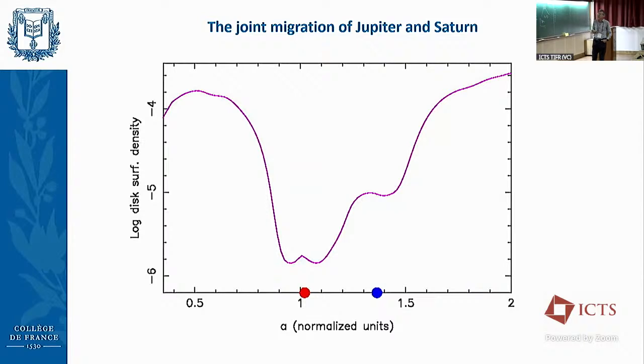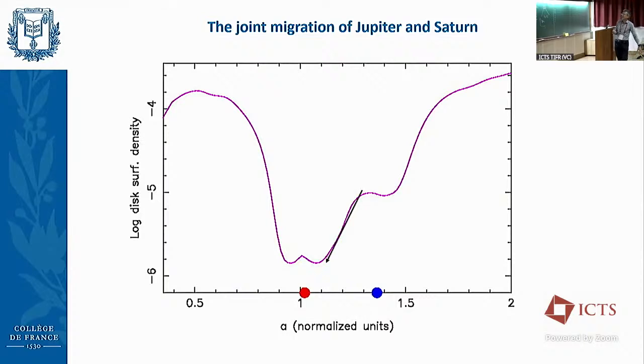So when you have Jupiter and Saturn, the surface density of gas in the disk looks like this. Not a sketch, it comes from the simulation, actually. Jupiter is more massive and opens a deep gap, right? Saturn is less massive and opens a partial gap. And at some point, the planets are close enough that the two gaps overlap. So we have this common asymmetric strange feature.